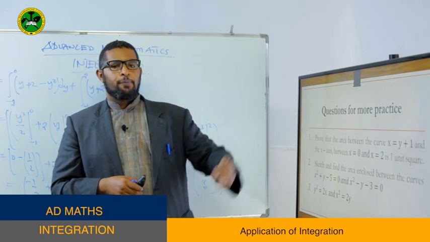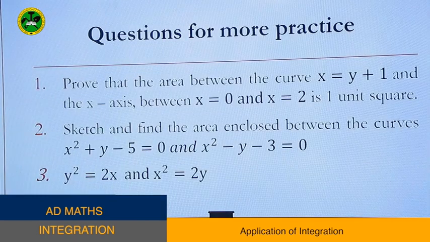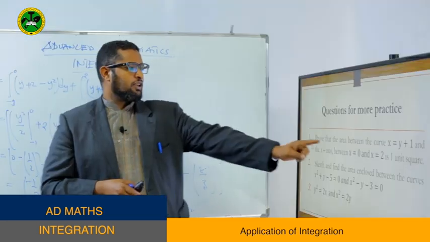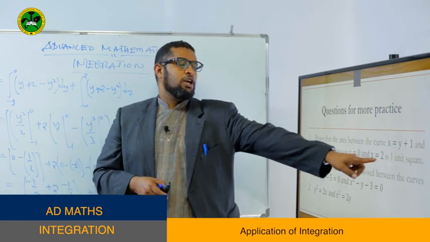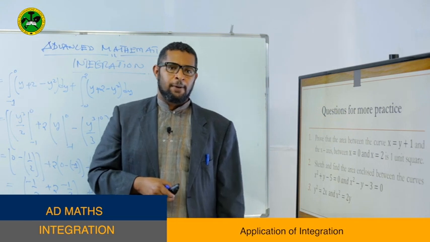Okay, questions for more practice. Question number 1. Prove that the area between the curve x equal to y plus 1 and the x-axis between x equal to 0 and x equal to 0 is 1 square unit. If you see, this question is the area under one curve, that is x equal to y plus 1. You're supposed to prove that you get 1 square unit.